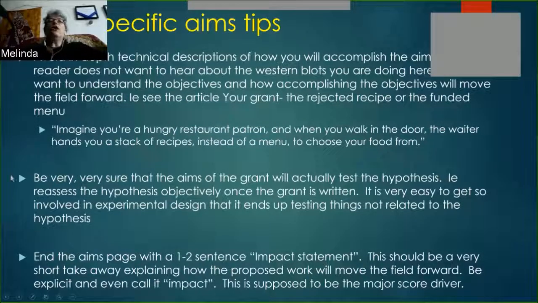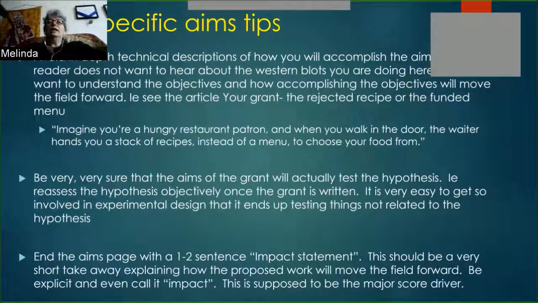In almost all cases, make sure that the aims of the grant actually test the hypothesis. So if you have a global hypothesis and your actual experiments and the aims of your grant don't actually address your global hypothesis, that's a really, really big red flag that will get your grant not scored well. And this might seem obvious, but it is an incredibly easy trap to get into.